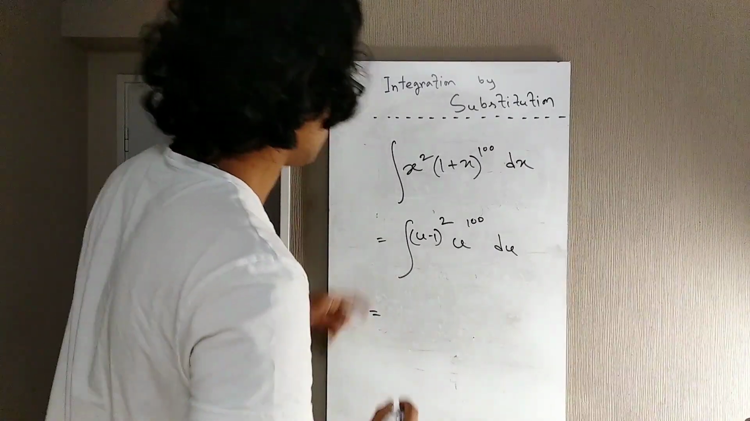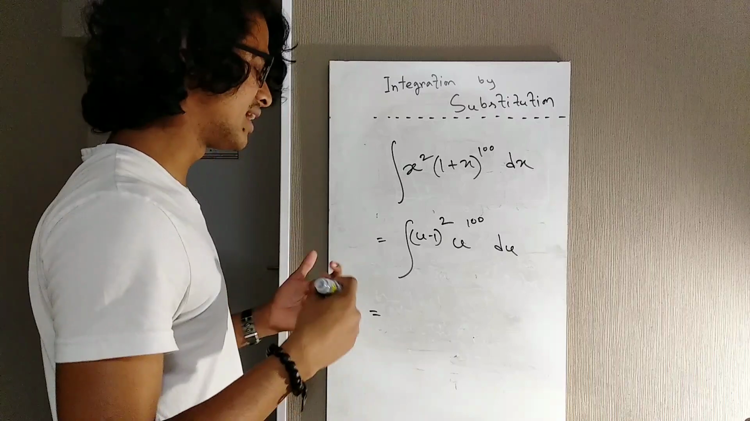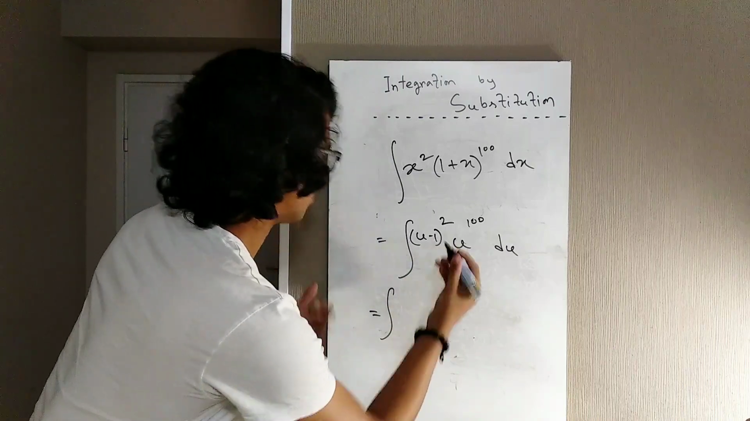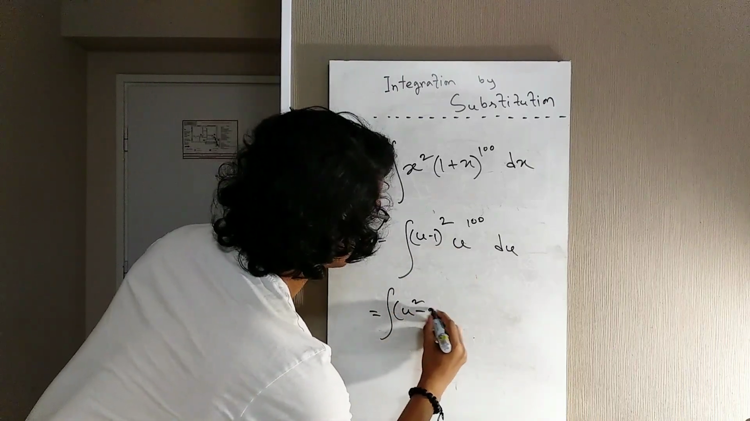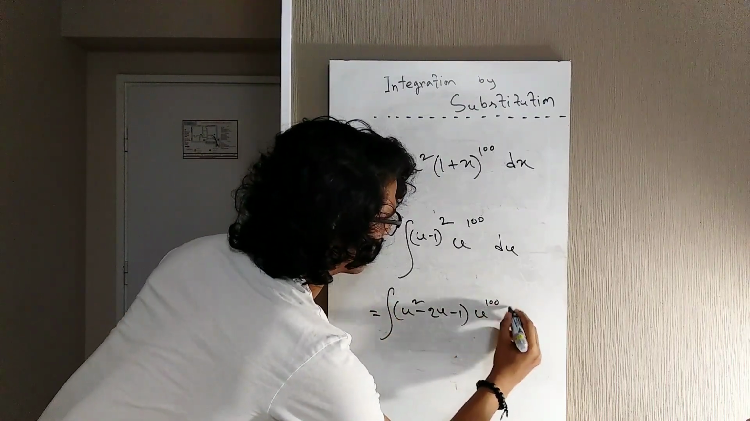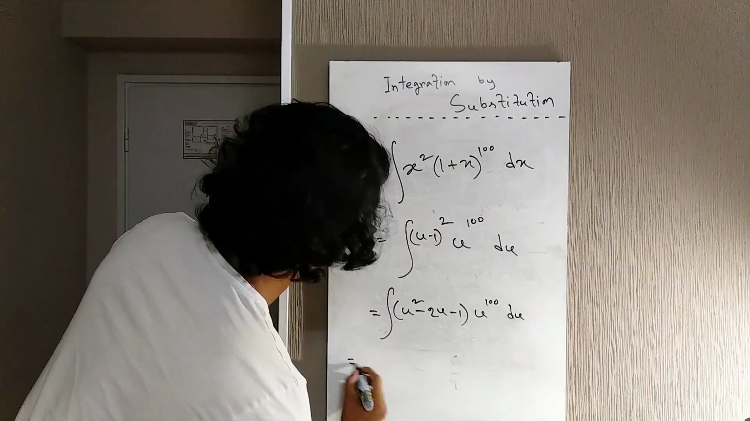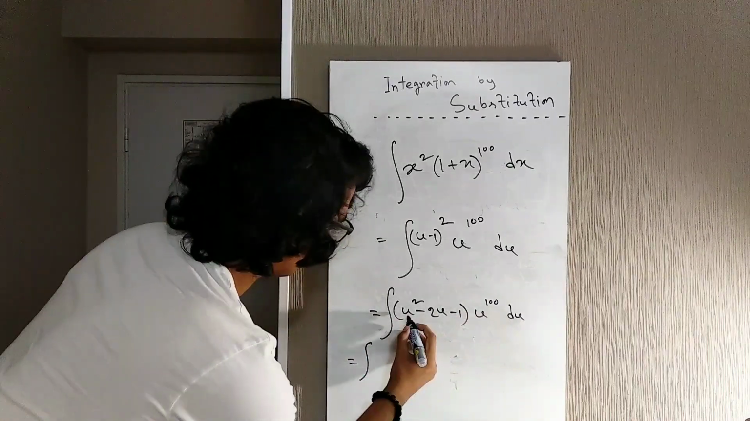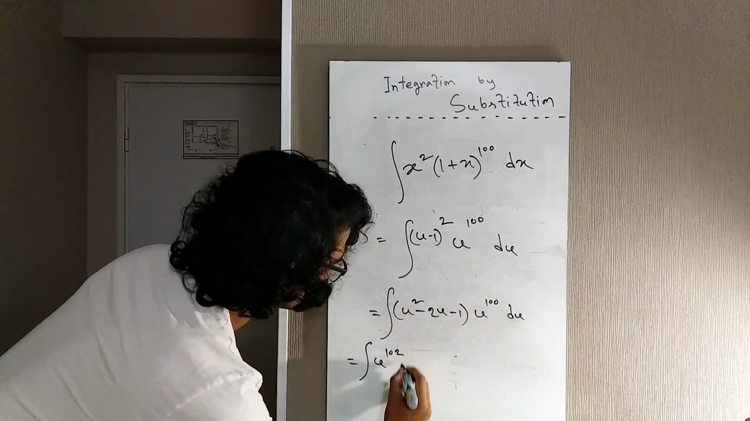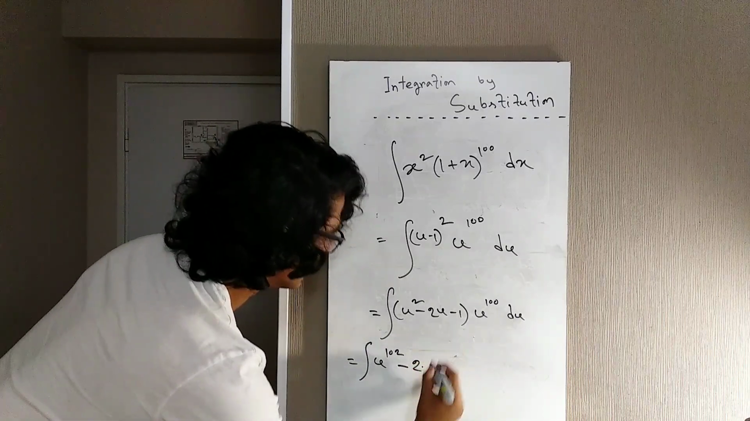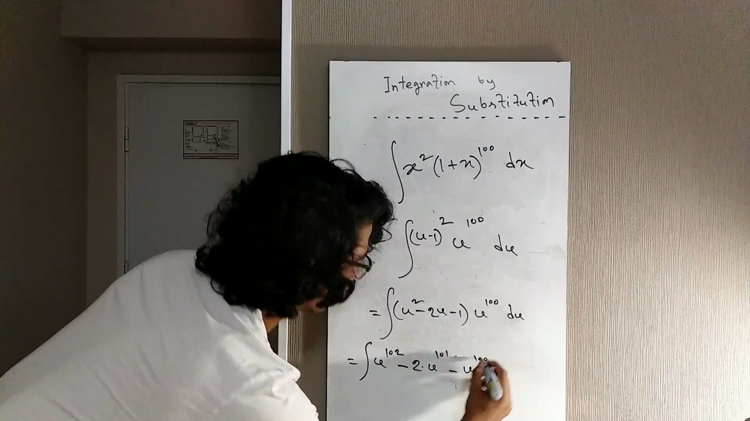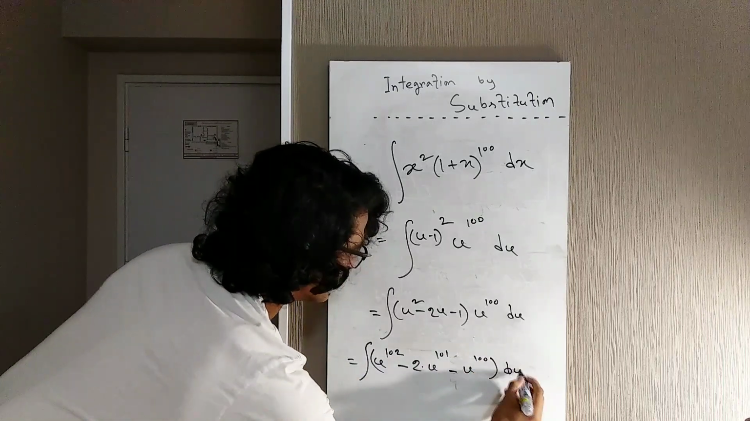Now, if we calculate this one, it could seem a bit tricky, but actually it's not that tricky. So we know this formula from high school: (u minus 1) whole squared is equal to u squared minus 2u plus 1. That means multiplied by u power 100, right? And then if we multiply it, we'll have 3 different terms. If we multiply u power 100 with u squared, we'll have u power 102, minus 2 multiplied by u power 101, plus u power 100, and then du, right?